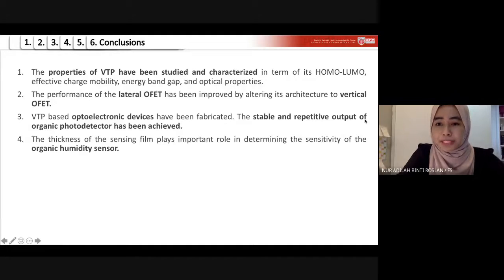The stable and repetitive output of the organic photodetector has been achieved. And finally, the thickness of the sensing film plays an important role in determining the sensitivity of organic humidity sensors.